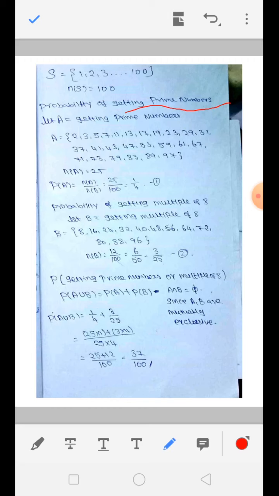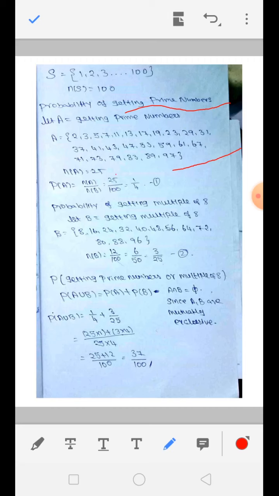So the answer of this A comes from S only. In S I have the values 1 to 100. So what is our A? Getting prime numbers. What are the prime numbers from 1 to 100? These are the prime numbers from 1 to 100: 2, 3, 5, 7, 11. So you must write all the prime numbers from 1 to 100. I have written them, and then I have to find the number of A. The total number of prime numbers is 25.